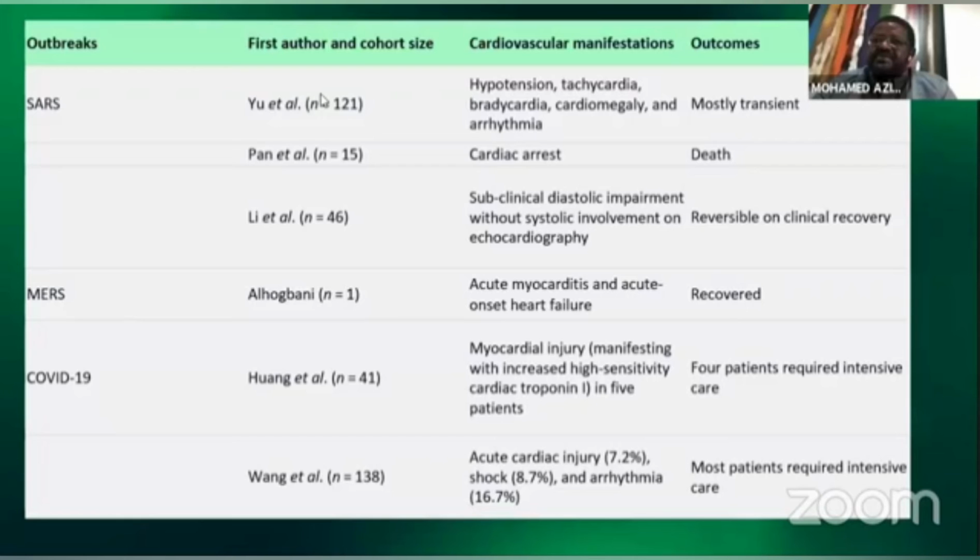So how did the previous viruses affect the heart? In the SARS era, the Chinese healthcare authorities had like 3 clinical trials, and Yu et al had a lot of publications. The patients were mainly affected by hypotension, tachycardia, bradycardia, and most of the events were transient and there were no fatalities. But Pan et al had one case of cardiac arrest secondary to cardiac injury.